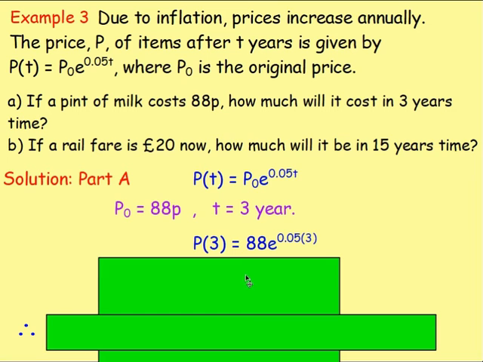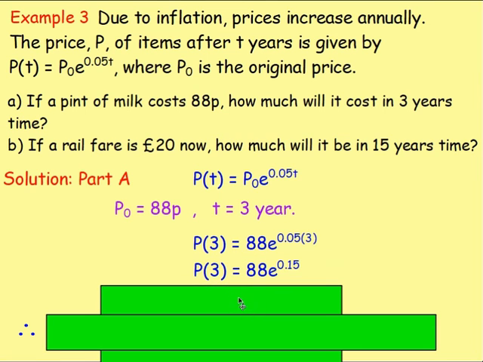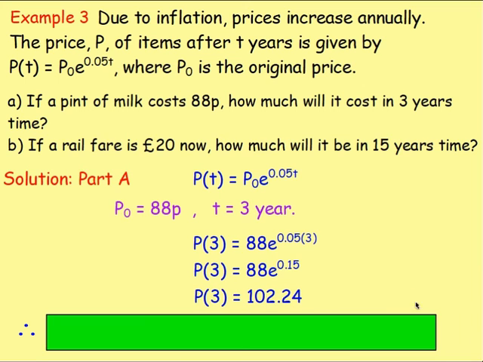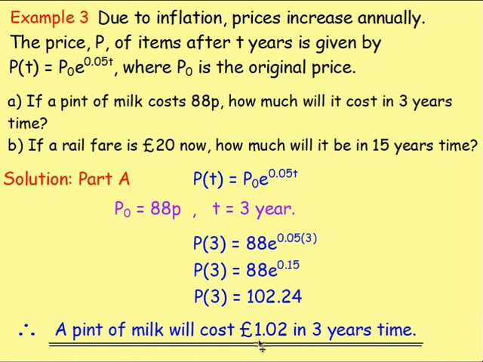times e to the power of 0.05 times 3. From there, 0.05 times 3 is 0.15. Work that out on the calculator: 88 times e to the power of 0.15, and you get 102.24. Remember though, P0 was in pence, so it's 102.24 pence. Obviously, we don't get 0.24 pence, so in pounds that would be £1 and 2 pence, or 102 pence would be absolutely fine. A pint of milk will cost £1.02 in 3 years' time.